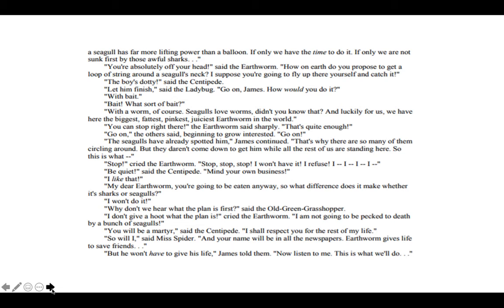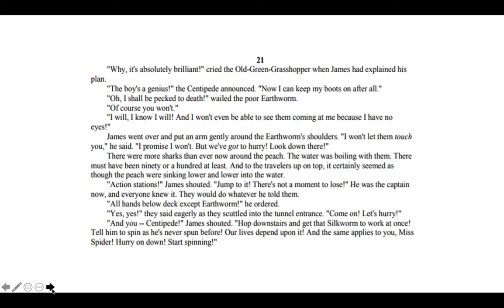I won't do it. Why don't we hear what the plan is first, said the old green grasshopper. I don't give a hoot what the plan is, cried the earthworm. I am not going to be pecked to death by a bunch of seagulls. You will be a martyr, said the centipede. I shall respect you for the rest of my life. So will I, said Miss Spider, and your name will be in all the newspapers. Earthworm gives life to save friends. But he won't have to give his life, James told them. Now listen to me. This is what we'll do.